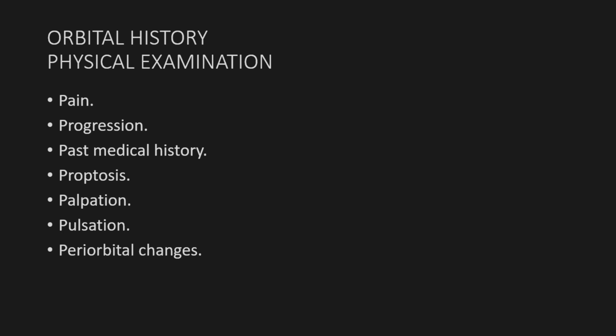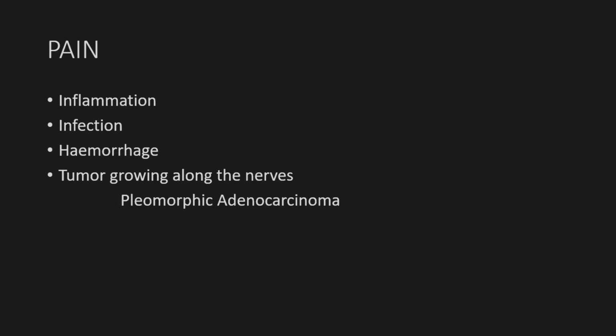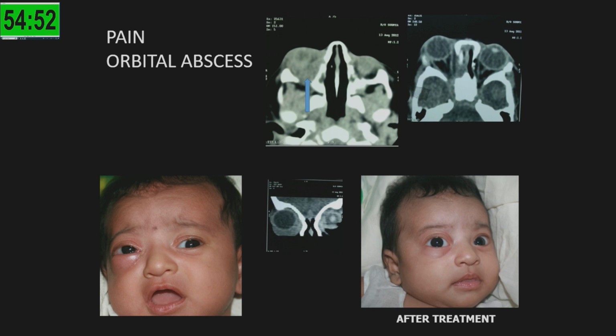Palpation for any mass, pulsations, and periorbital changes have to be looked into. Periorbital changes are also very important. So pain can be due to inflammation, infection, hemorrhage, and also tumors growing along the nerves, as in a pleomorphic adenocarcinoma.